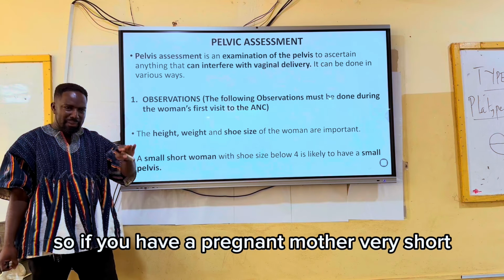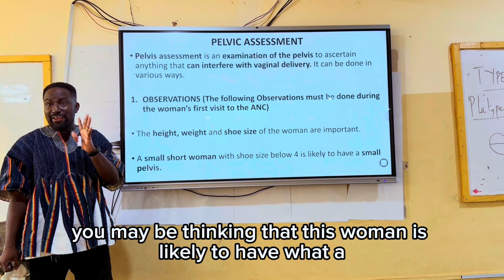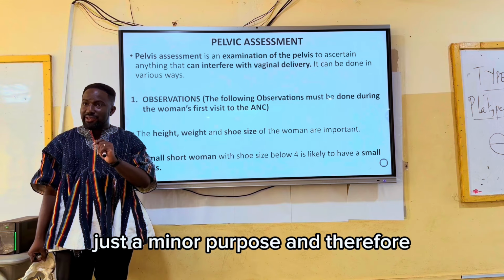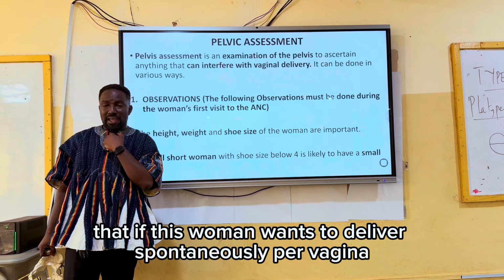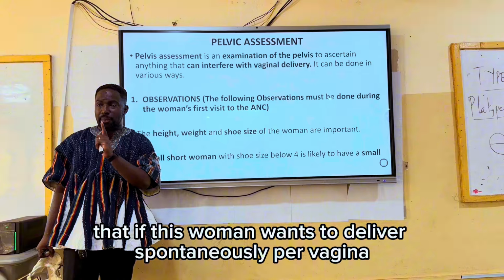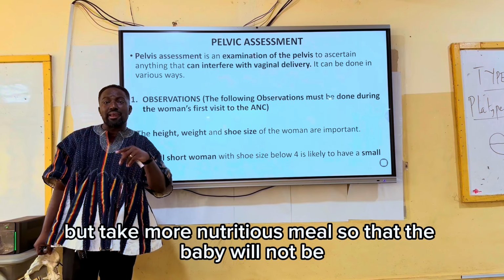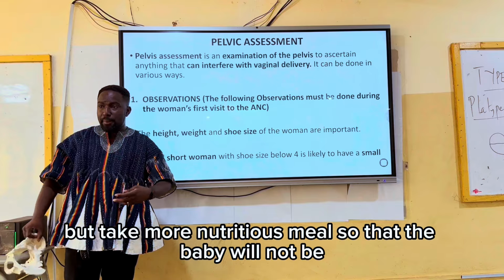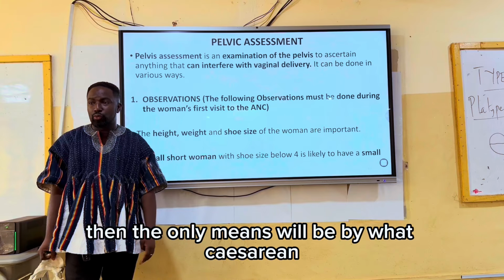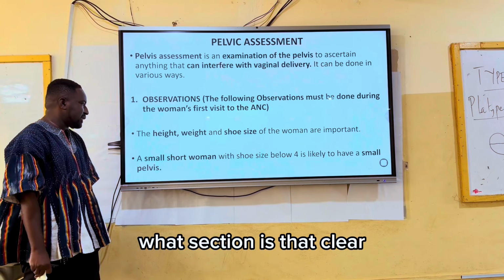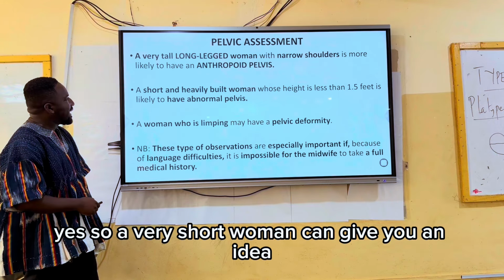So if you have a pregnant mother very short, then automatically you may be thinking that this woman is likely to have what? A just minor pelvis, and therefore it is very important to you as a midwife to give the right education that if this woman wants to deliver spontaneously per vagina, then the woman will have to cut down calorie intake but take more nutritious meals so that the baby will not be very large. But if the baby is very large, then the only means will be by what? Cesarean section. Is that clear? Yes. So a very short woman can give you an idea.